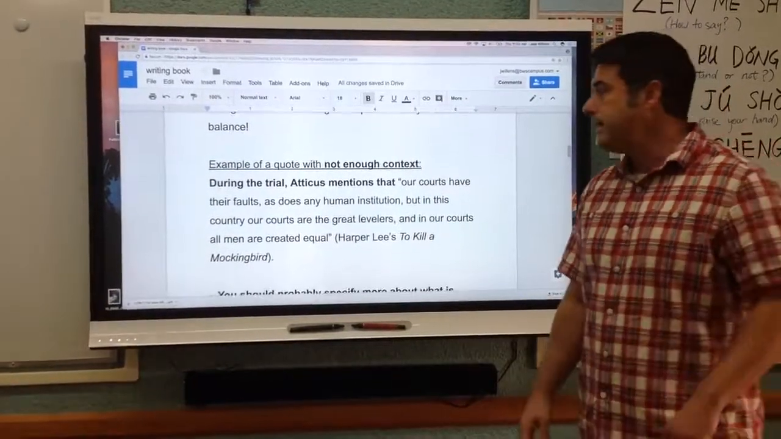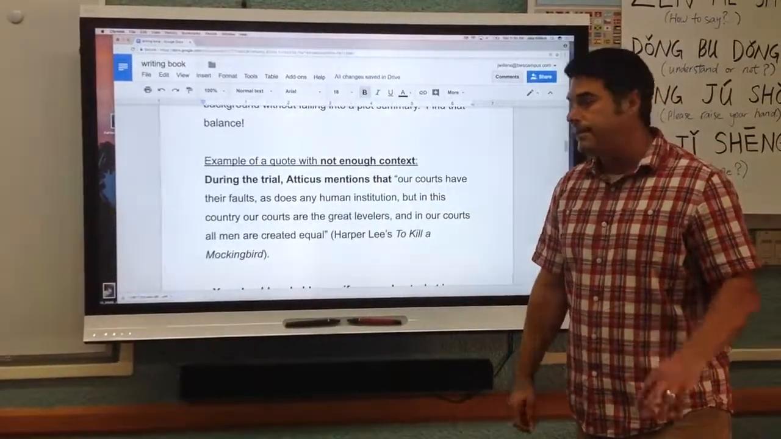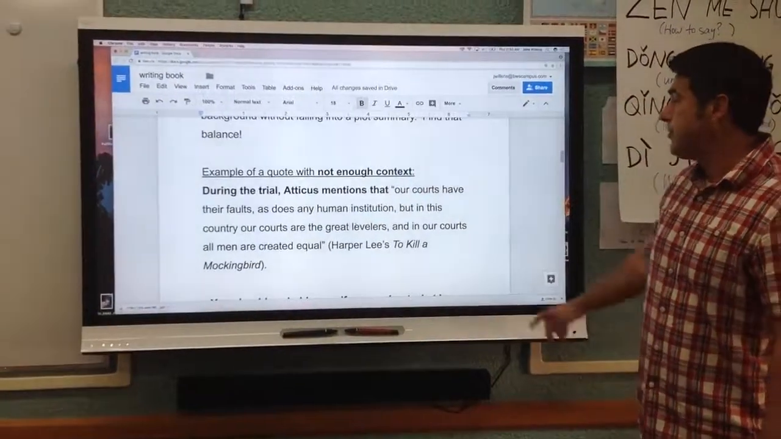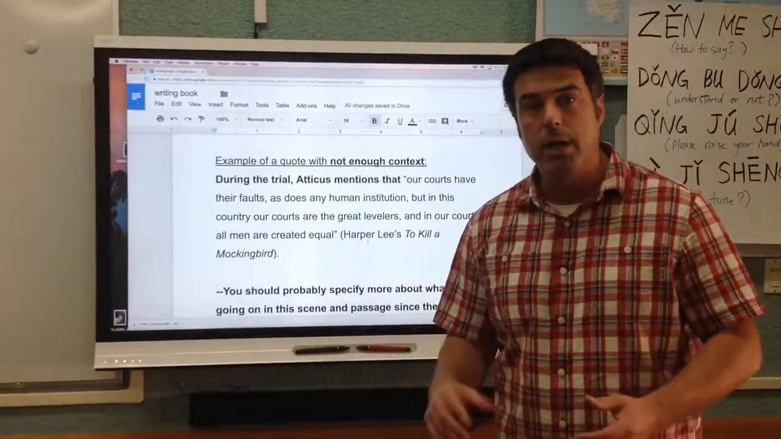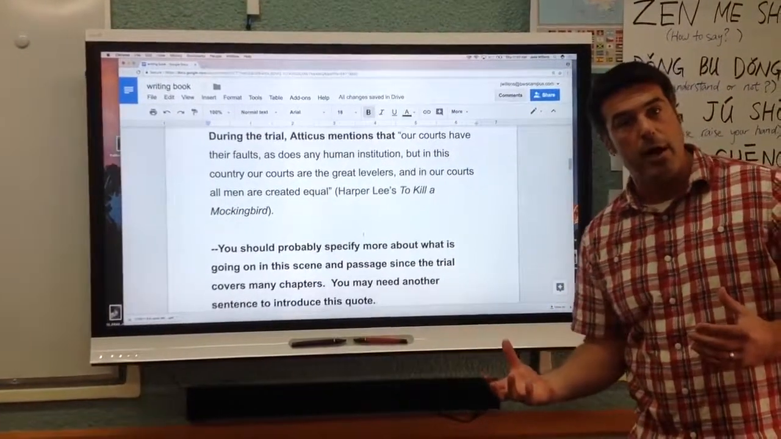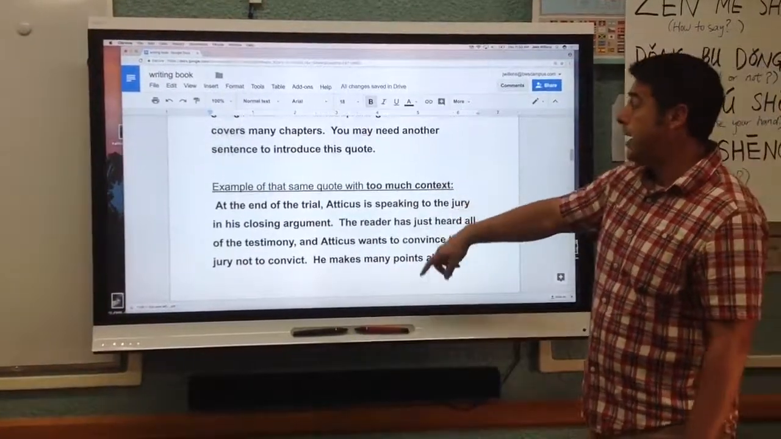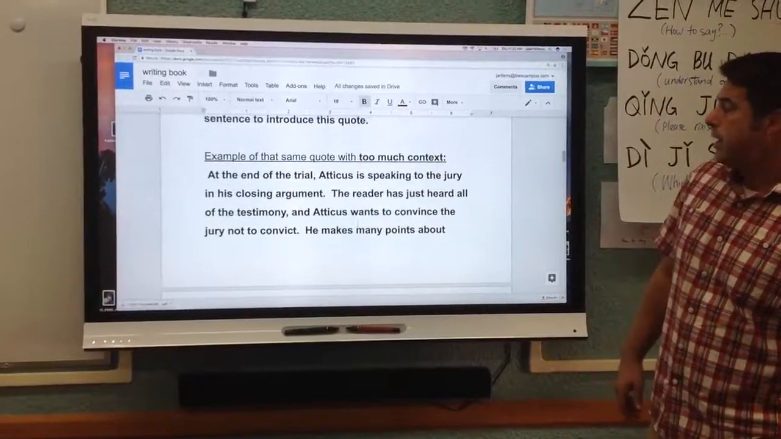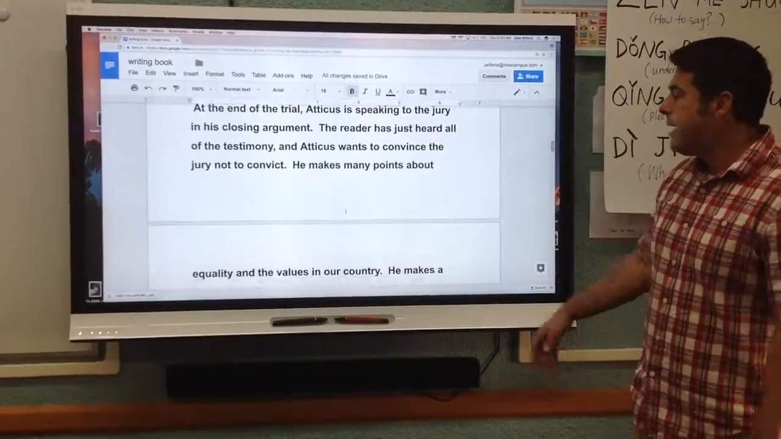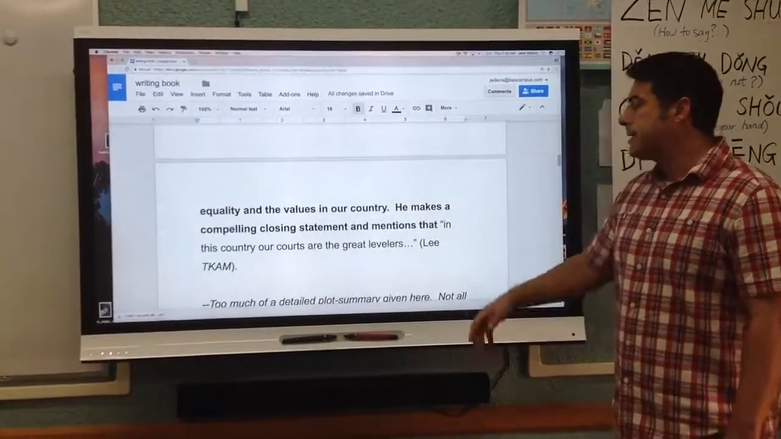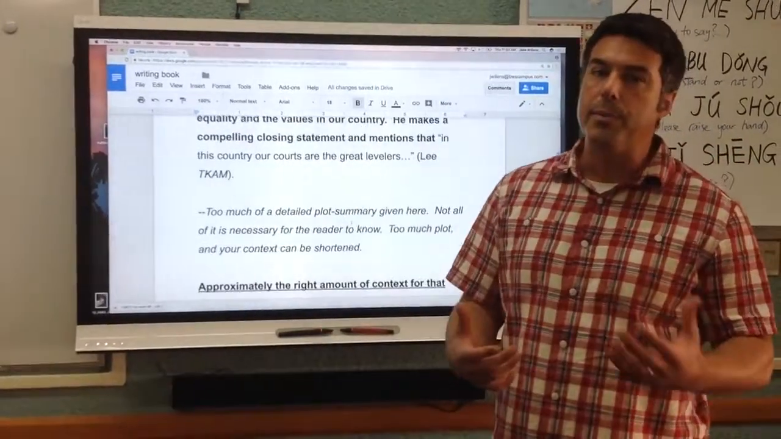For instance, if I said in the To Kill a Mockingbird quote, Atticus in the closing statement, during the trial Atticus mentions that our courts have their faults. The trial goes about 4 chapters in that book, so you probably want to get more specific with the context. If I did too much, it might say something like, at the end of the trial, Atticus is speaking to the jury. The reader has just heard all the testimony and he wants to convince them to convict. He makes many points about equality. He makes a compelling closing statement and mentions. That's probably too much context. It's a little bit plot-driven.